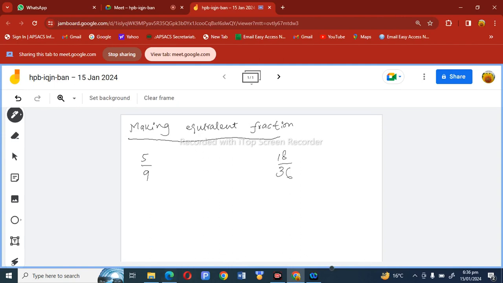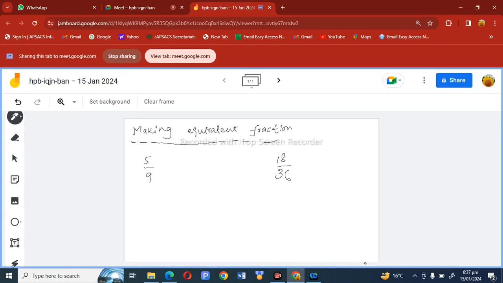So first you have to see that, okay, here you can see that you cannot simplify 5 by 9. So when you cannot simplify the fraction, you will multiply the numerator and denominator with some number to make it equivalent. Here you can make it equivalent by multiplying it with 2. Okay, so 2 times 5 is 10 and 2 times 9 is 18. So this is your equivalent fraction of 5 by 9.